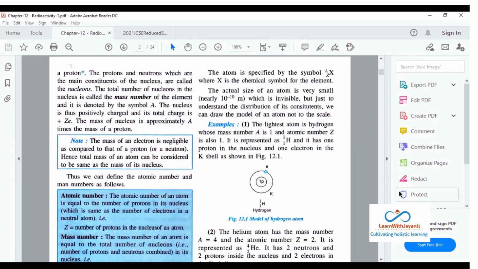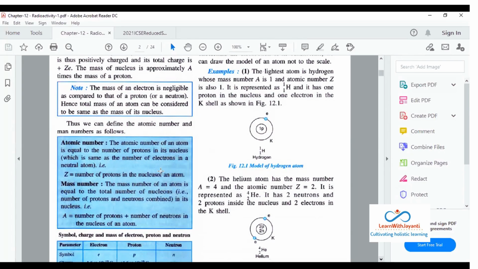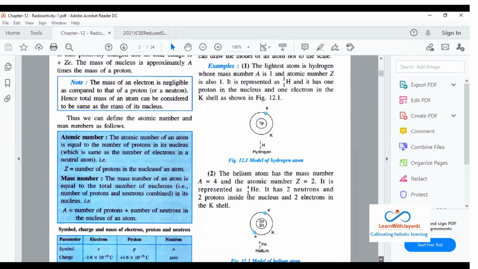Okay. Now what is atomic number? It is equal to the number of protons in the nucleus, which is same as the number of electrons in the neutral atom. Mass number क्या है? The mass number of an atom is equal to total number of nucleons. That is number of protons and neutrons combined. Okay, so they may ask you this question. तो ये आ सकता है आपको, थोड़ा सा देख लेना आप.